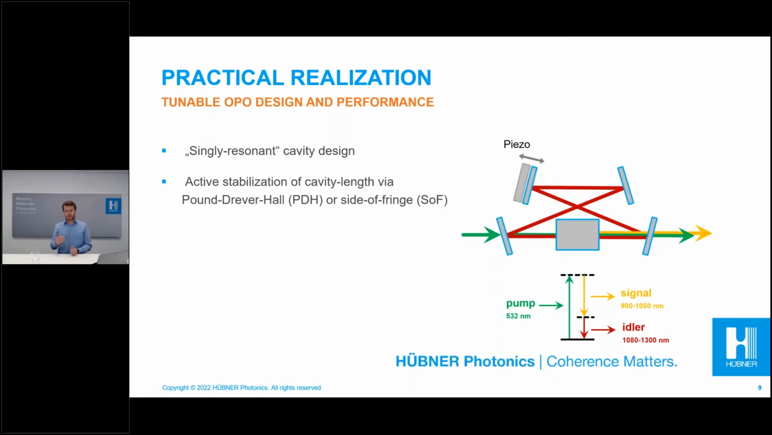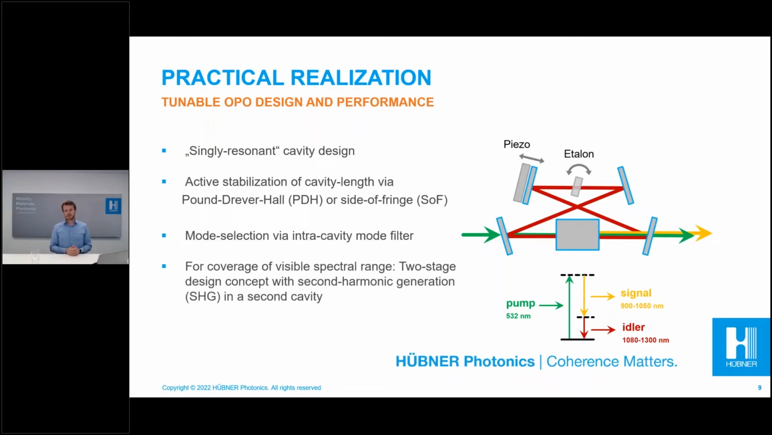Secondly, to ensure resonant conditions, the cavity length needs to be actively stabilized to a multiple integer of the resonant wavelength. This can be accomplished by employing stabilization schemes like Pound-Drever-Hall or side of fringe, and a piezo element underneath one of the cavity mirrors. For mode selection to ensure single mode operation, mode selective elements are introduced like etalons.